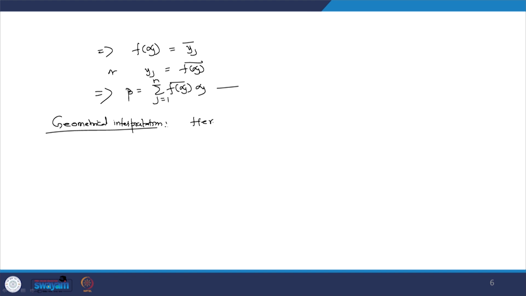here beta certainly belongs to the orthogonal complement of the null space of F. Let me clarify this once.